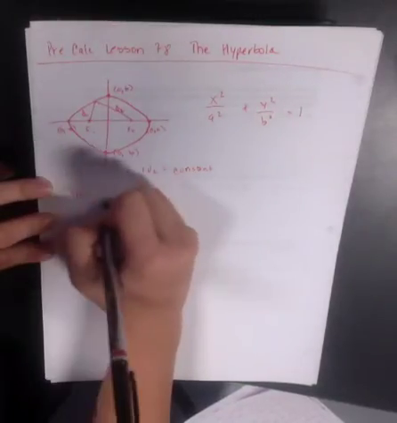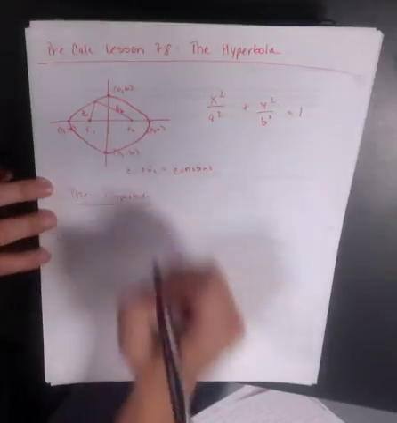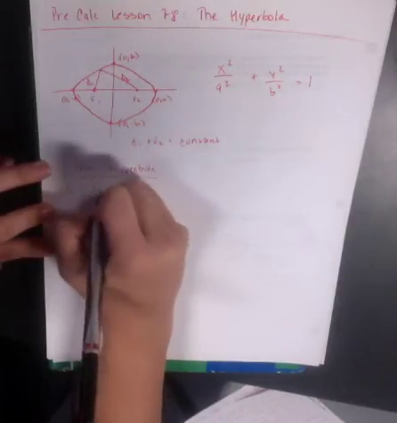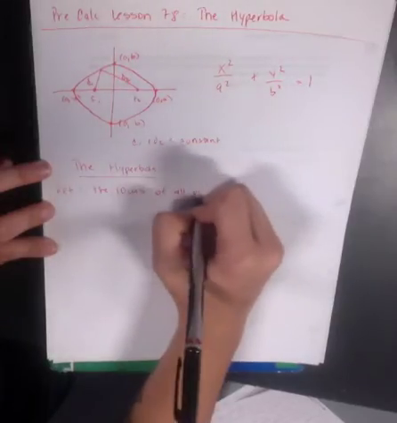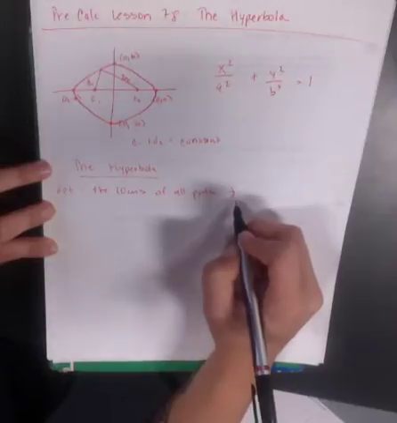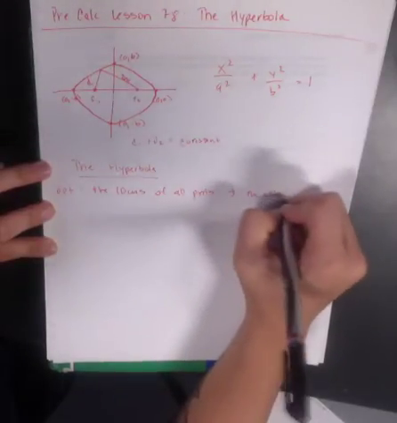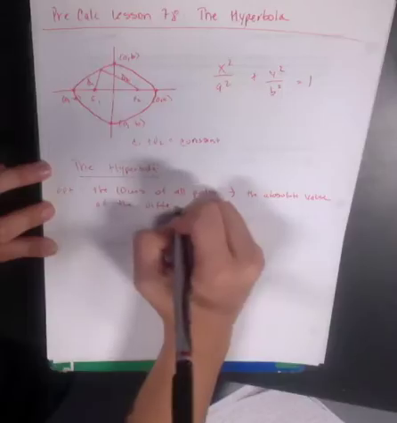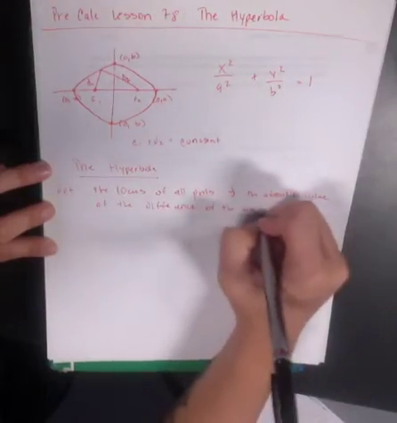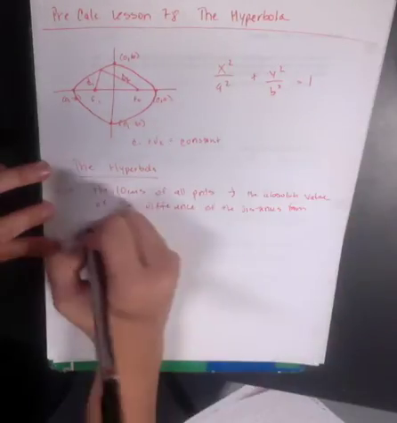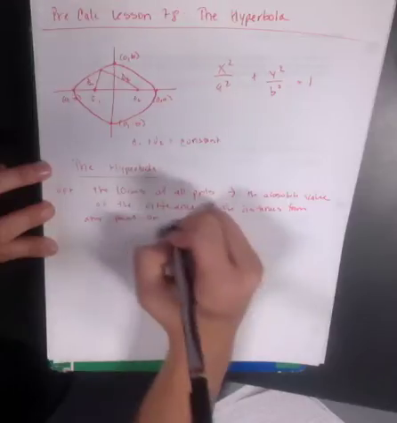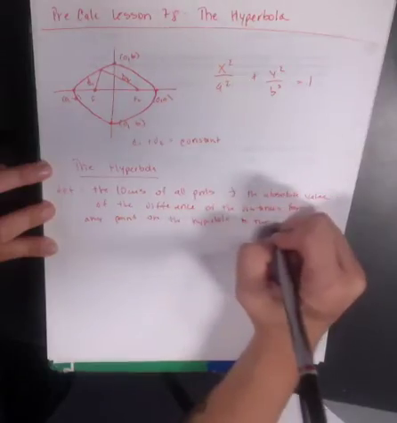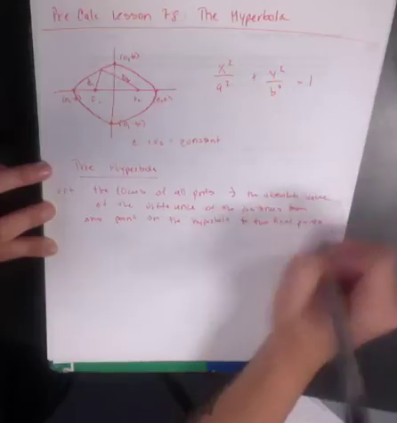Okay? So, the hyperbola. Our definition is the locus of all points such that, remember our new symbol, such that, the absolute value of the difference of the distances from any point on the hyperbola to two fixed points, our foci, is a constant.